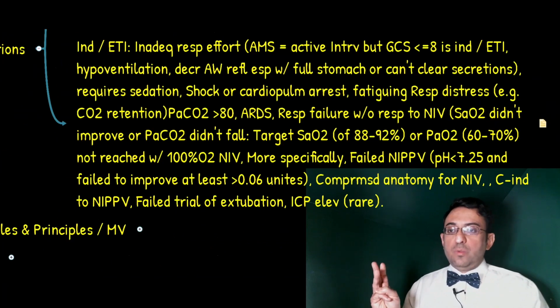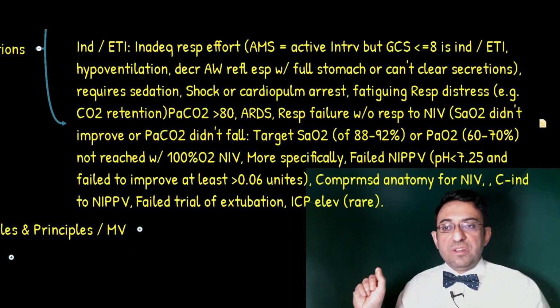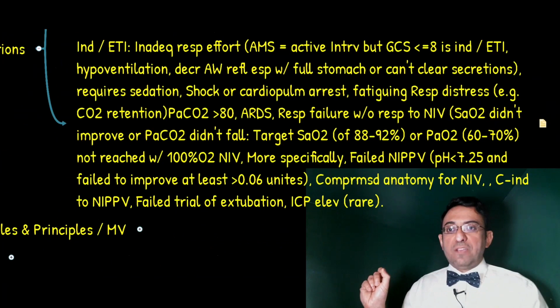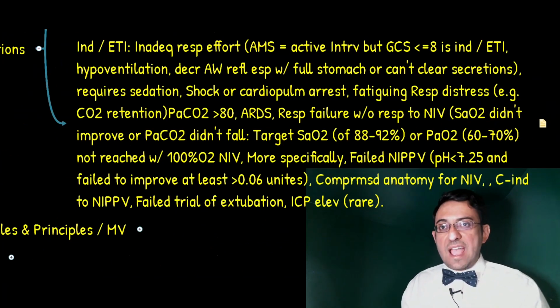Third is a patient with fatiguing respiratory distress. How do we distinguish if a patient's respiratory distress is fatiguing? The most famous example is an asthma patient who is developing CO2 retention as evidenced by respiratory acidosis in ABG.